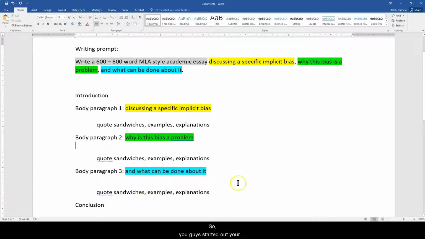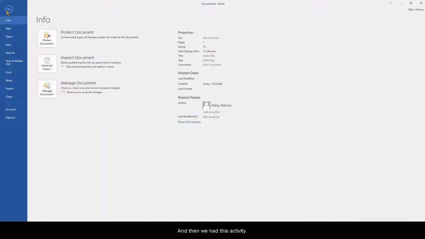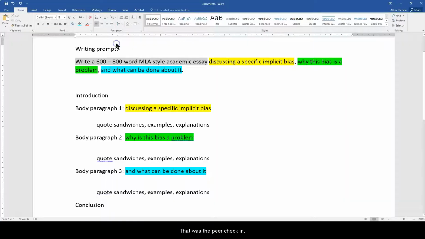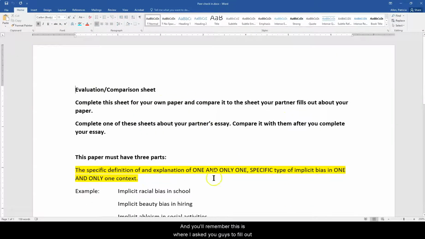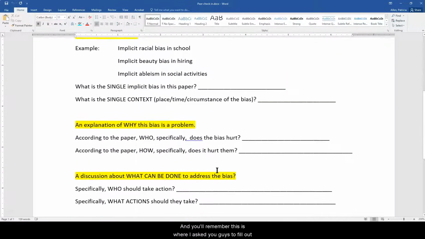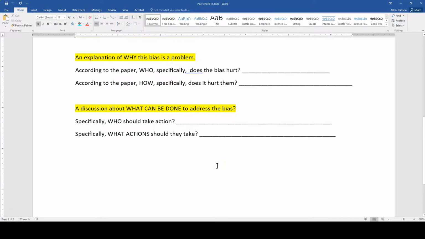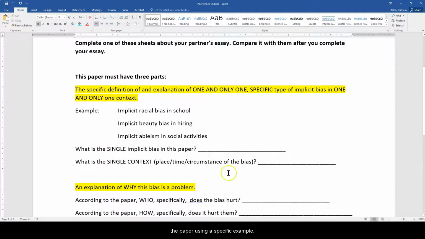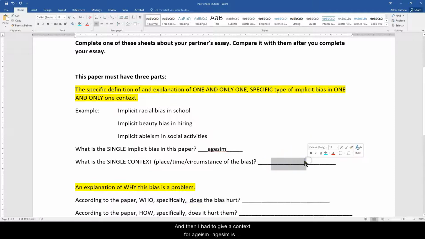So you guys started out your draft this way. And then we had this activity that was the peer check-in. So I'm going to open that, and you'll remember this is where I asked you guys to fill out the paper using a specific example. So if you had to talk about one specific bias, you had to say what it was right here. And I used the example of ageism. And then I had to give a context for ageism.